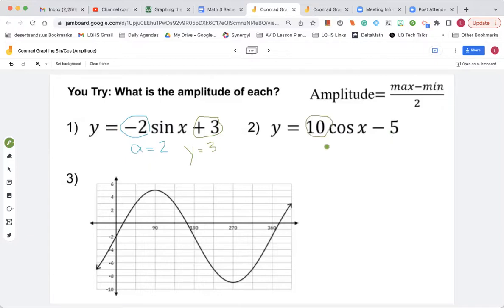So let's see if I've got it here. Okay, I'm back to my other thing. So amplitude is equal to, sorry kids, I'm new to this tech. A equals 10 and the vertical translation is equal to -5. And that's all they wanted you to do on those.